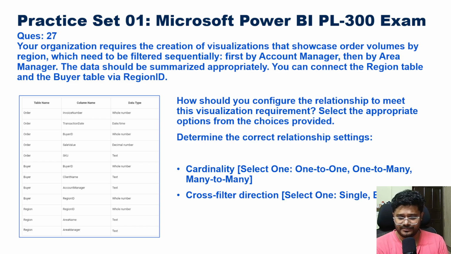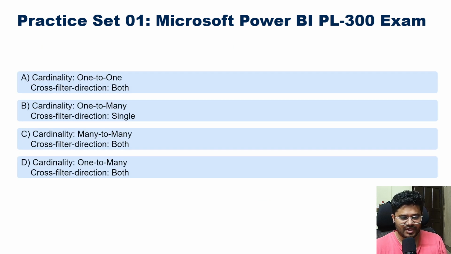You have to first determine the cardinality, which is one to one, one to many, many to many. And second is you have to determine the cross filter selection, which is single or both. So your options are A, cardinality one to one, cross filter direction both. Option B, cardinality one to many, cross filter direction single. Option C, cardinality many to many, cross filter direction both. Option D, cardinality one to many, cross filter direction both. So yeah, these are your four options.